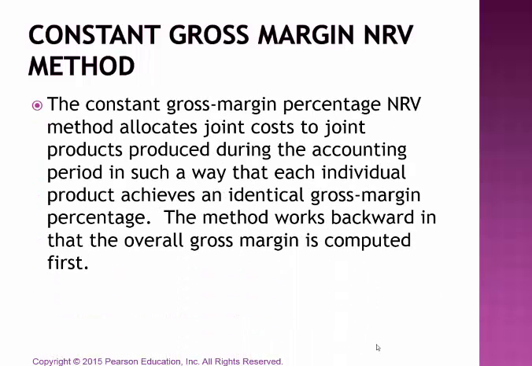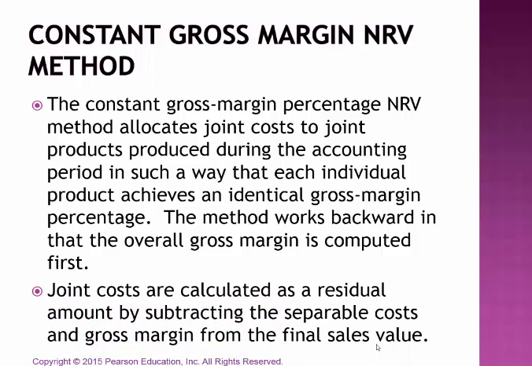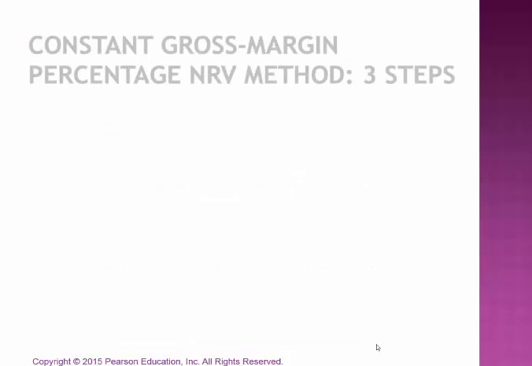So the constant gross margin percentage NRV allocates joint cost to the joint products produced during the period in such a way that each individual product achieves an identical gross margin percentage. This method works backwards in that the overall gross margin is computed first. And then we allocate the joint cost by calculating them as a residual amount, by subtracting the separable cost and that target gross margin from the actual sales value.